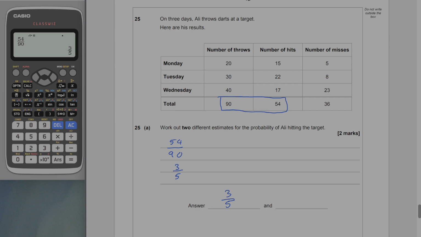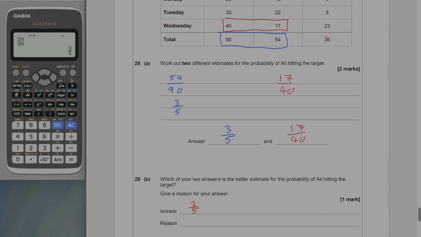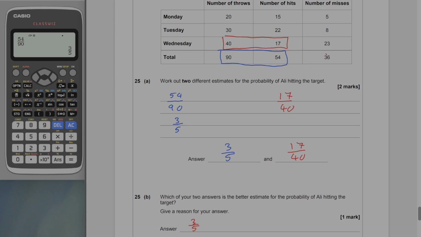And then you can use any one of these for your other estimate. I'm going to change pen colour just to show, I'm going to use the next most accurate, 17 over 40, which won't simplify. The reason it won't simplify is 17 is a prime number. Which of your answers is the better estimate for the probability of Ali hitting the target? So I'm going to go for 3 over 5, and the reason being it's taken from a larger data set. The larger the data set, the more accurate the results will be.